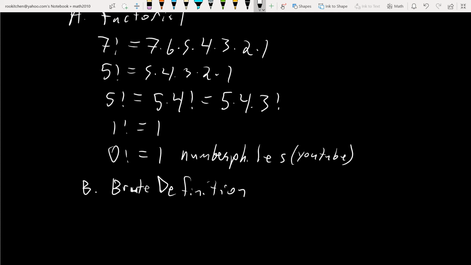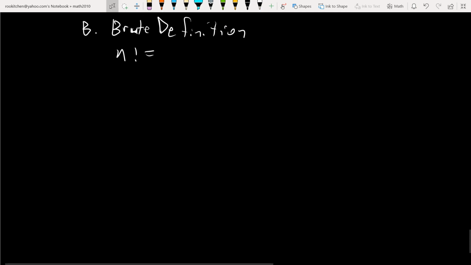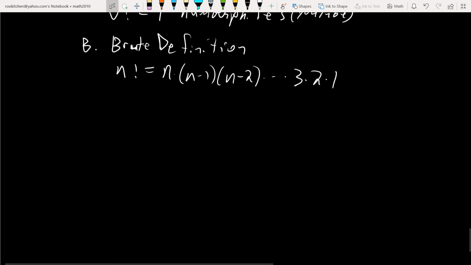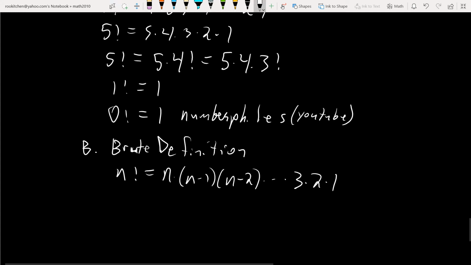Okay, so the brute definition, n factorial. Brute, I mean just listing everything out. So n factorial is n times, guess what? 1 less than n. So n minus 1, and then times 1 less than n minus 1, which is n minus 1 minus 1, which is n minus 2. And then it just keeps going down to 3 times 2 times 1. It always ends in 3 times 2 times 1, unless your number is less than 3. For example, 1 factorial does not end in 3 times 2 times 1.